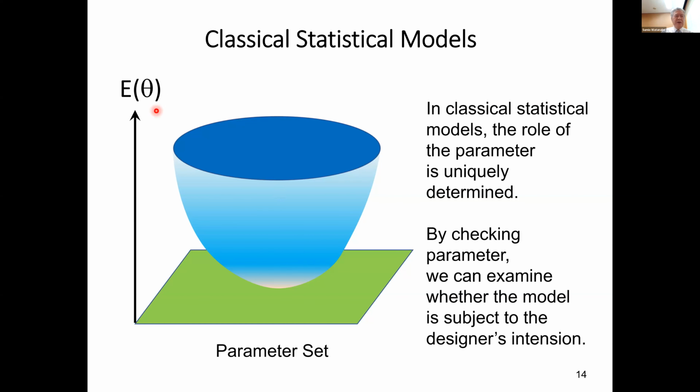This figure shows a square error, where the horizontal axis shows the parameter set and the vertical axis shows the square error. This is a classical statistical model. In classical statistical models, the role of the parameter is uniquely determined. By checking the parameter, we can examine whether the model is subject to the designer's intention. So the parameter has sufficient information for the designer who examines the statistical model.